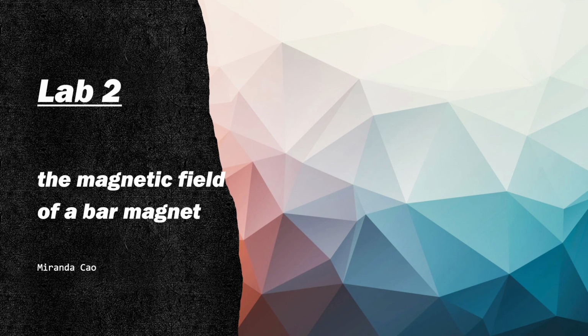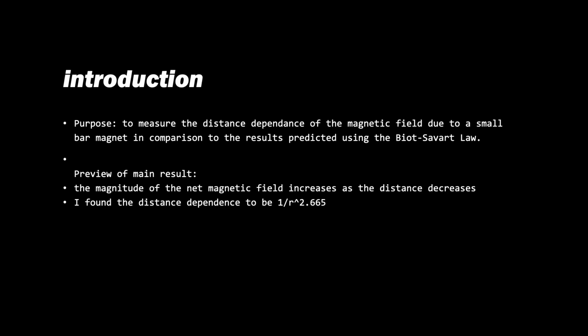Hello, my name is Miranda and this is Lab 2 over the magnetic field of a bar magnet. The purpose of this lab is to measure the distance dependence of the magnetic field due to a small bar magnet in comparison to the results predicted using the Biot-Savart law.